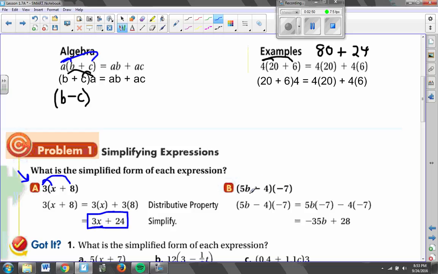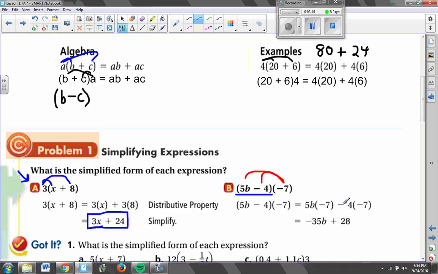Okay? In letter B, I want you to notice that they have a negative 7 at the end of 5b minus 4. So there's two numbers here that are being subtracted from each other. So I'm going to take the negative 7 and multiply it to the 5b and to this minus 4. So they do a 5b times negative 7. We can't multiply the b here, but we can multiply the 5 and the negative 7, which leads us to negative 35b.